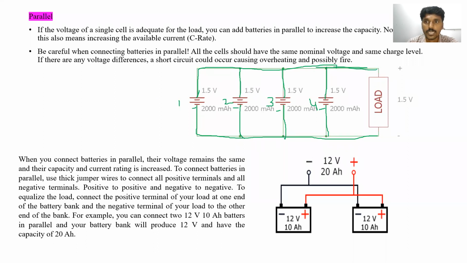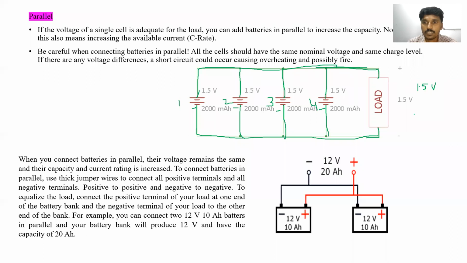Is it clear? So in parallel connection, if we have taken 4 cells, each cell having 1.5 volts, then what will be the rated values of this battery? In parallel, current adds and voltage remains the same. So 1.5 volts is the same. Current: 2000 milliampere hours, 2000, 2000, and 2000. The capacity of the first cell is 2000 milliampere hours, the second cell is 2000 milliampere hours, the third cell is 2000 milliampere hours. The fourth one is also the same.